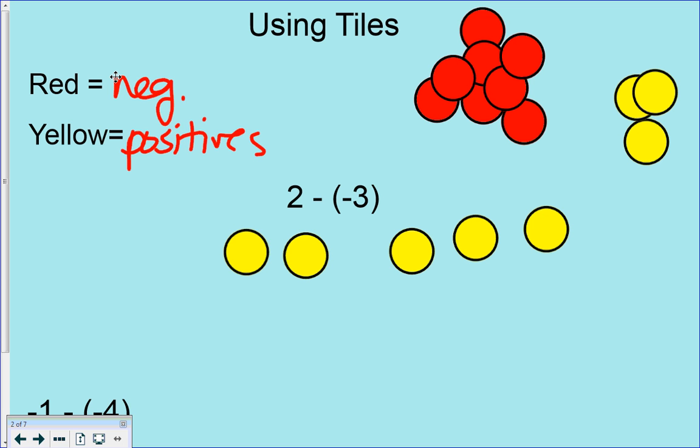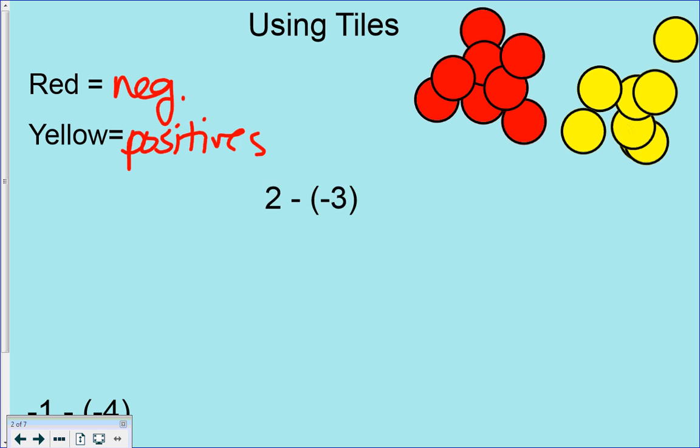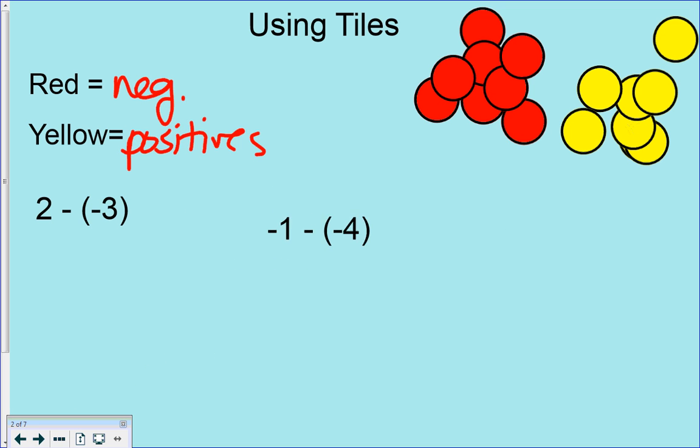You catch what I'm throwing? Okay, I just want to show you why it works. Let's do another one quick. We'll do this one. I'm going to first start with negative 1 minus negative 4. So I'm going to start with a negative 1 tile, a red. Do I have 4 I can take away from here? I only have 1 red.